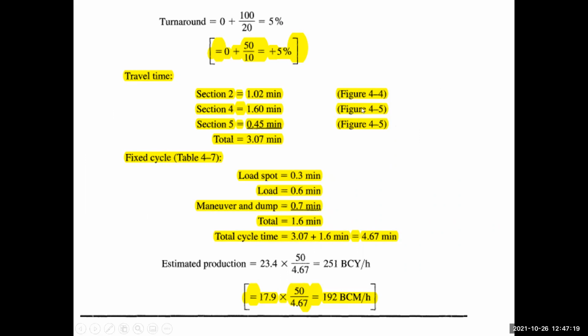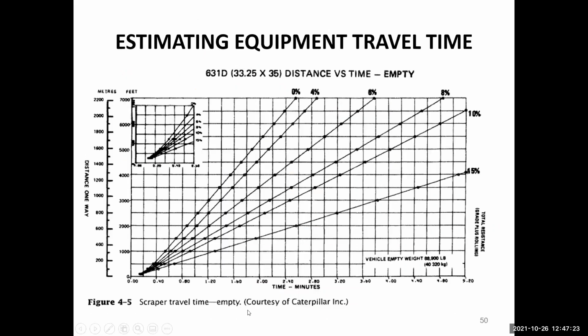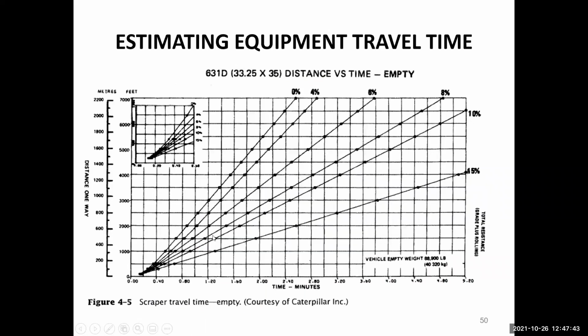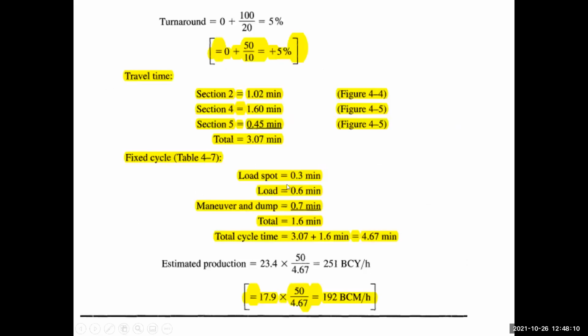Similarly, section 4 is an empty situation, so we take it from figure 4-5. This is the empty one, 600 meters, and the slope was 9%. In figure 4-5, at 600 meters, where is this 9% curve? 9% will be between these 8 and 9. So 600 meters and then somewhere here. You can see 1.2, 1.6. It is more than 1.4 minutes, so about 1.6 minutes.